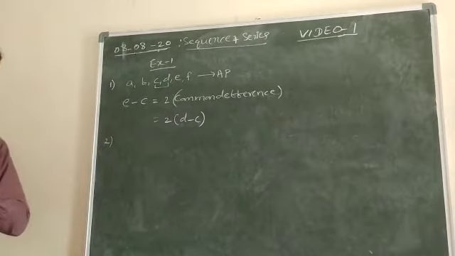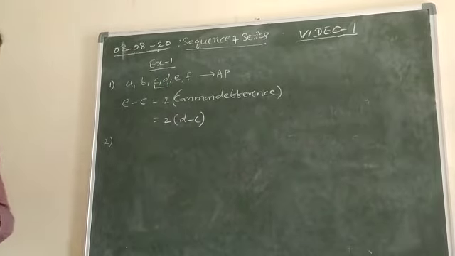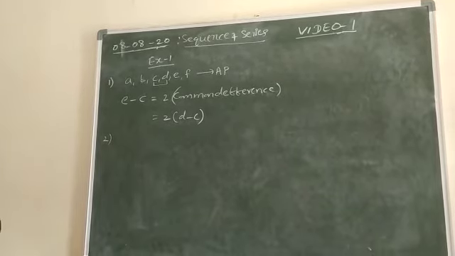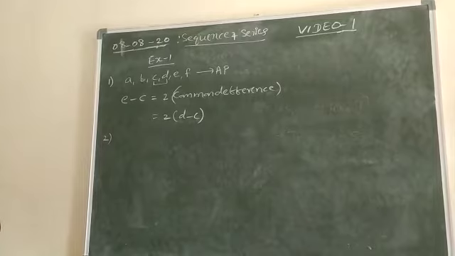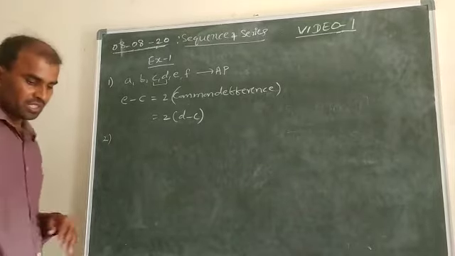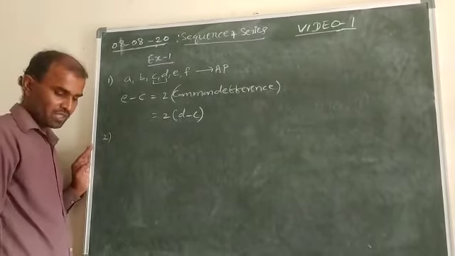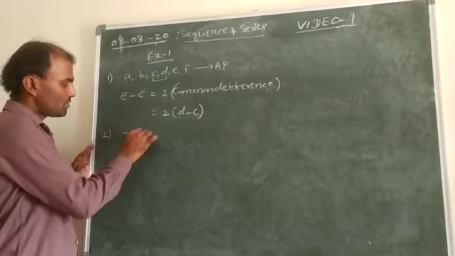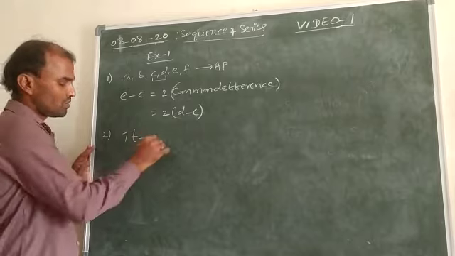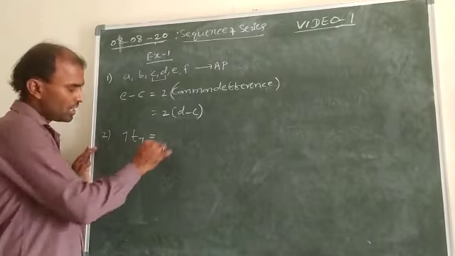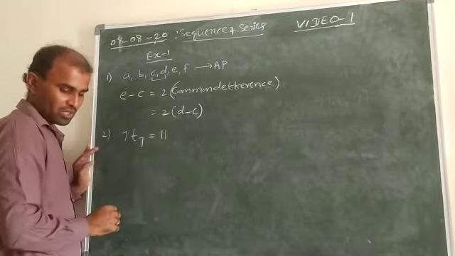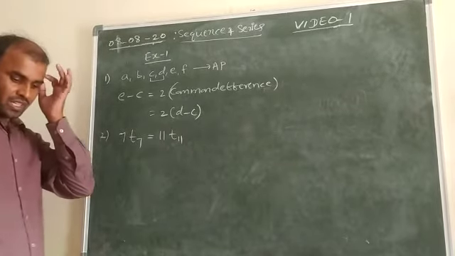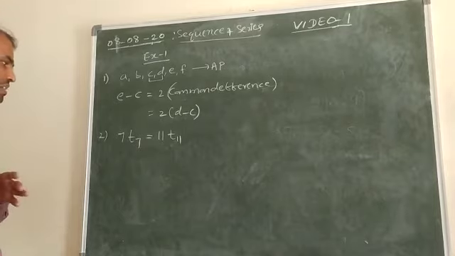Next, second question is: if 7 times of the 7th term of an AP is equal to 11 times of the 11th term, then find the 18th term of the AP. What is given? 7 times of 7th term, 7 T7, is equal to 11 times of the 11th term, T11. Then we need to find the 18th term.